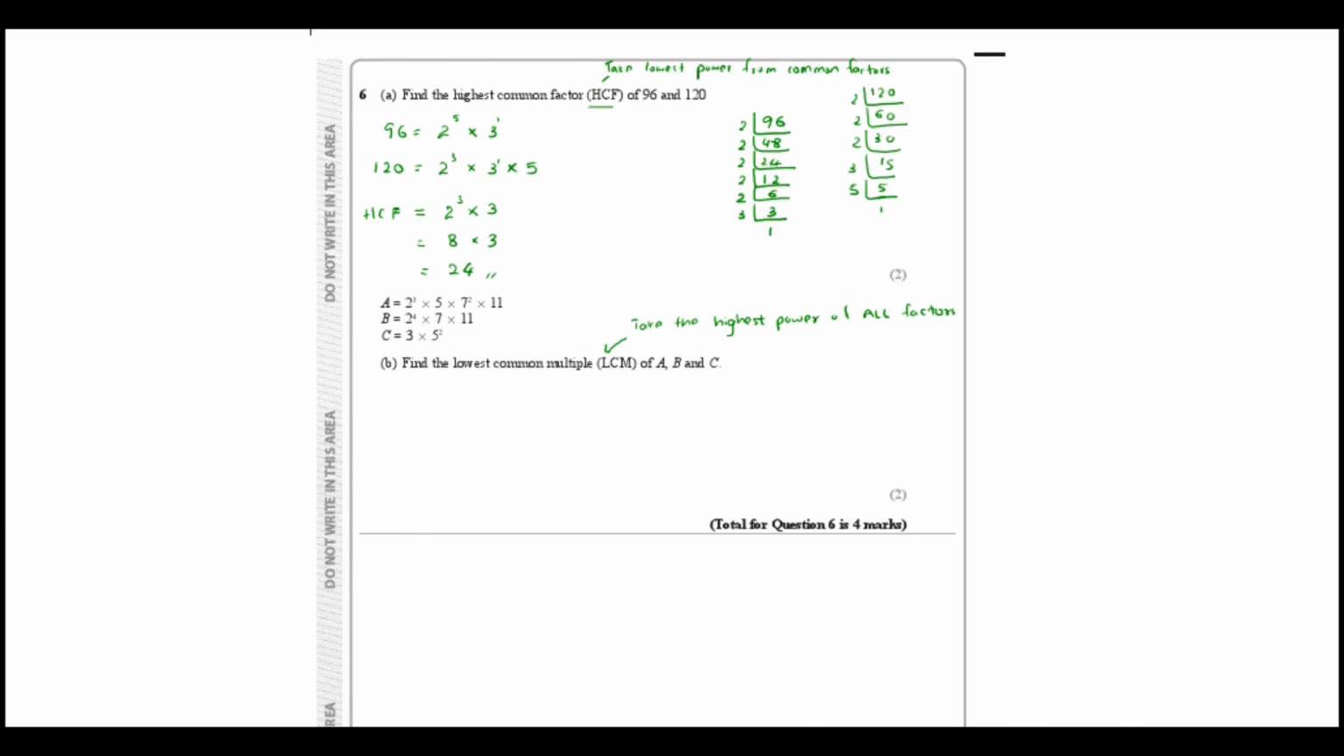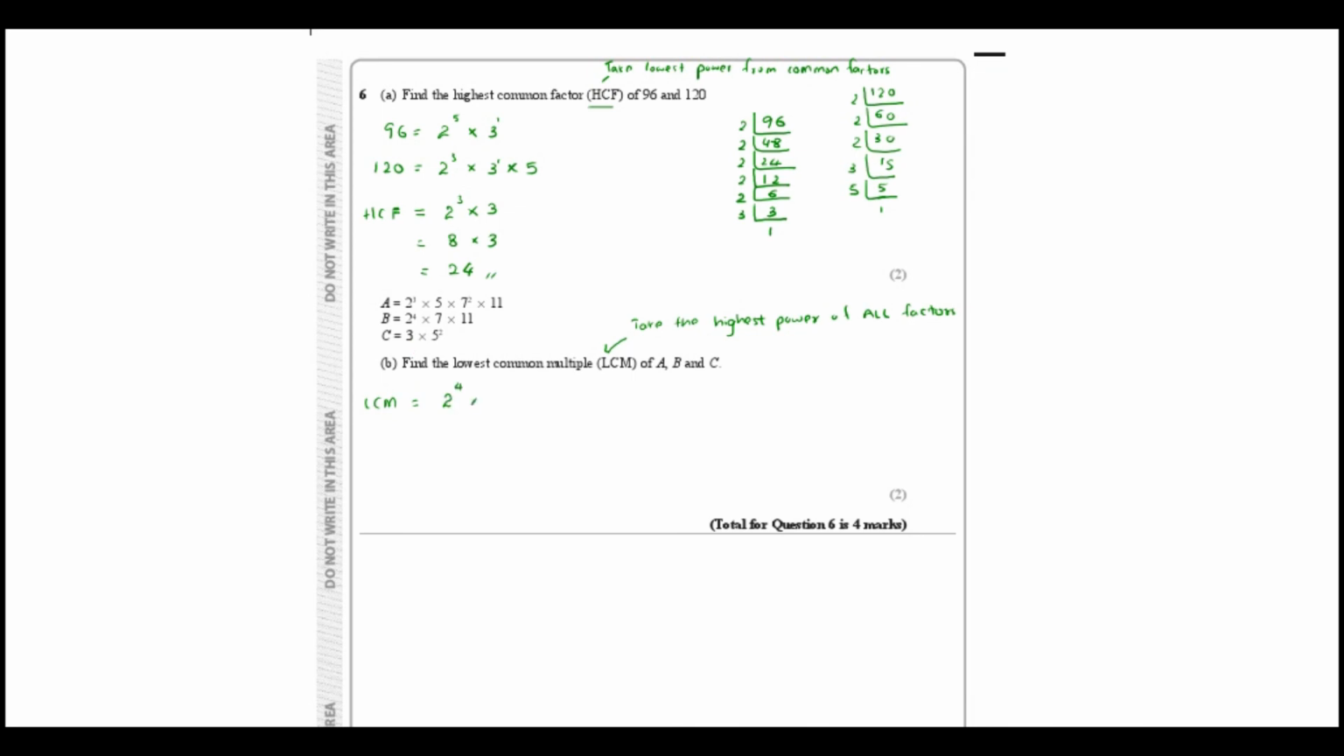For example, we'll start with the factor 2 here. We can see 2 is not a common factor to all 3 numbers A, B, C. There's a 2 to the power 3, there's a 2 to the power 4, but C doesn't have any power of 2. Anyway, it doesn't matter. We will have to take the highest power. So the highest power of 2 is 4.